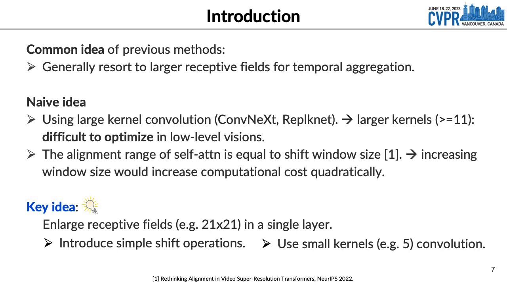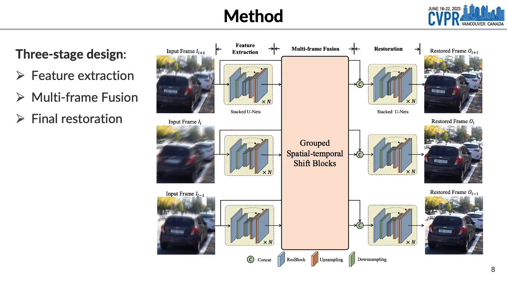By the way, it is shown in the bottom paper that the alignment range of transformers is equal to the shift window size. Inspired by the above considerations, our key idea is enlarging the receptive fields in a single CNN layer, which is implemented by the combination of simple shift operations and small kernel convolution. We adopt a 3-stage design.